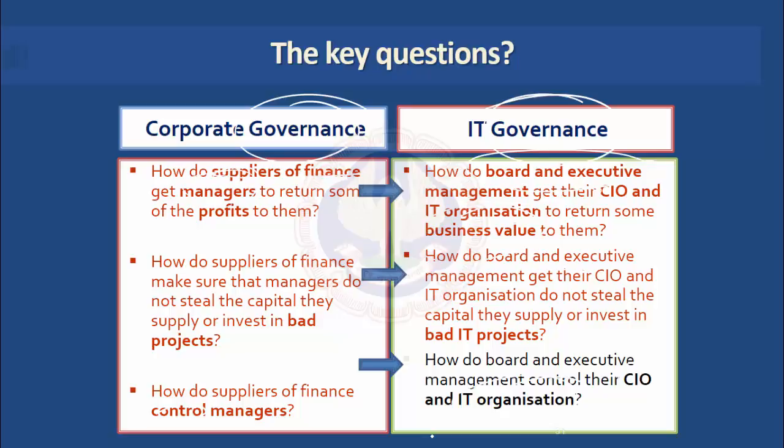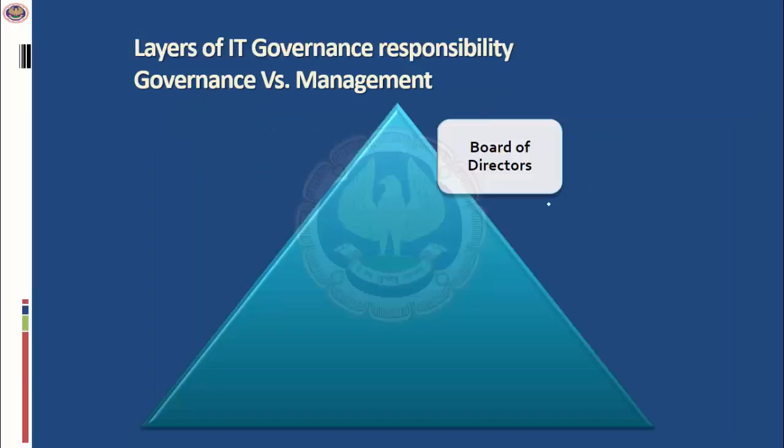So fundamentally, corporate governance is about the top management getting involved in the financial decisions, controlling the finance managers, whereas in the case of IT governance, we are looking at the same perspective: the board and executive management focusing on the CIO and the IT organization and deriving business value from the usage of information technology. Let's look at the layers of IT governance.